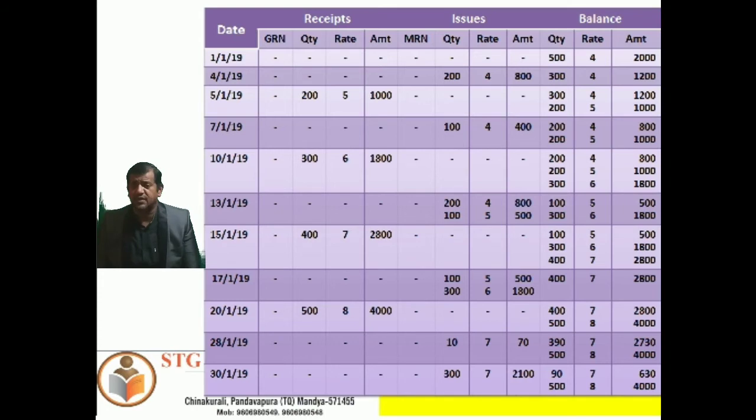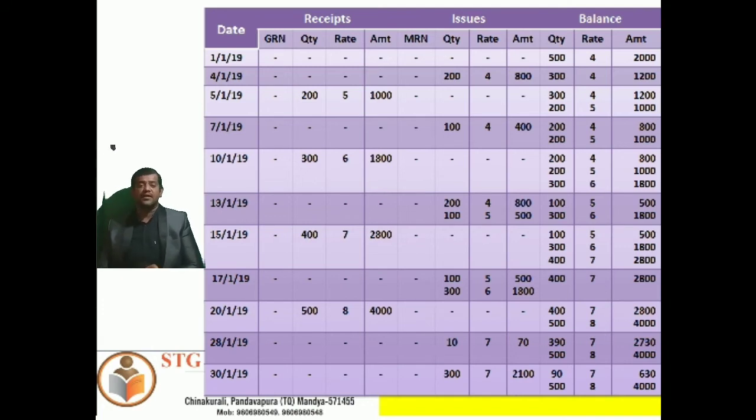On 15/1/2019, there is a receipt of 400 units. Receipt 400 units at rupees 7 each. So 400 into 7, 2800 rupees. Issues column, MRN nil, quantity nil, rate nil, and amount also nil. Under balance column we do have 100 units of rupees 5 each, 500, 300 units of rupees 6 each, 1800, and 400 units of rupees 7 each, 2800. So this is the balance of 15/1/2019.